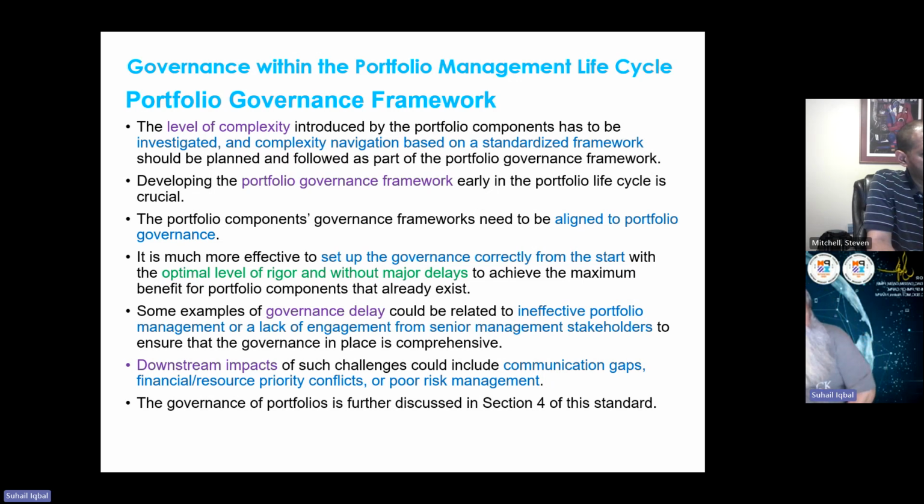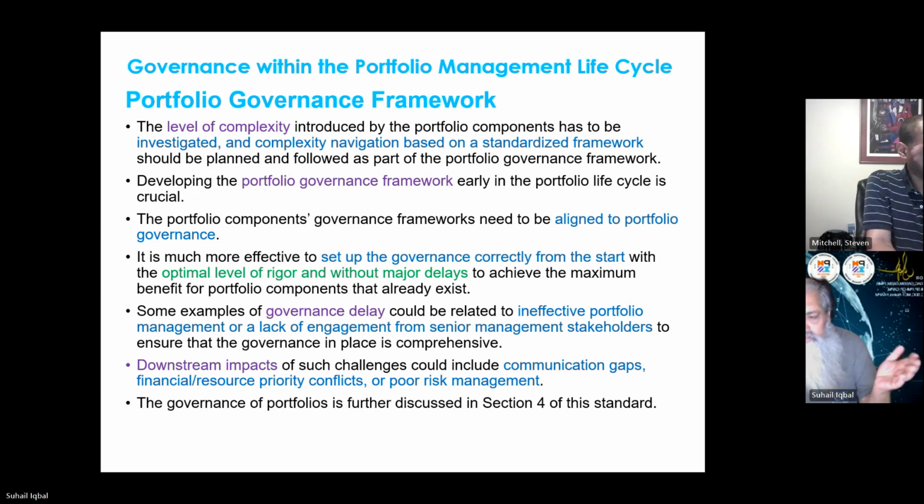before the authorization of the project, before the charter for the portfolio is created, the governance framework must be in place. When the portfolio manager takes on the responsibility, they must be able to consult that governance framework or the governance plan and convert it into a comprehensive portfolio management plan, and so on and so forth. It should be aligned to the portfolio governance and all the components which are happening. Set up the governance correctly right from the beginning, at the optimal level of rigor and without any major delays, and you can achieve the maximum benefit.